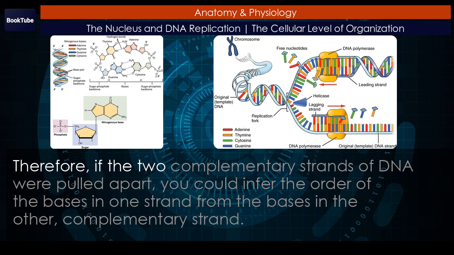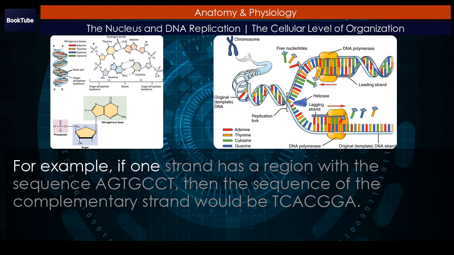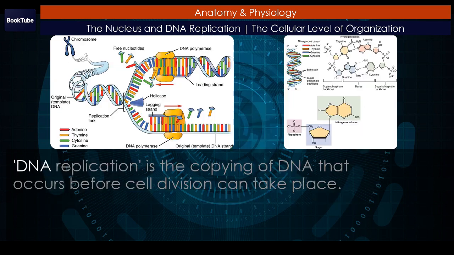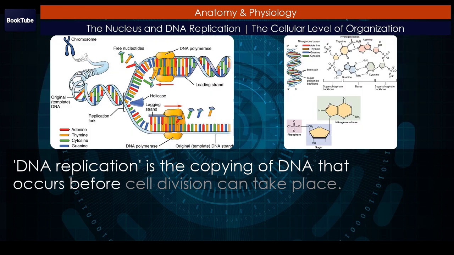Therefore, if the two complementary strands of DNA were pulled apart, you could infer the order of the bases in one strand from the bases in the other complementary strand. For example, if one strand has a region with the sequence AGTGCCT, then the sequence of the complementary strand would be TCACGGA. DNA replication is the copying of DNA that occurs before cell division can take place.